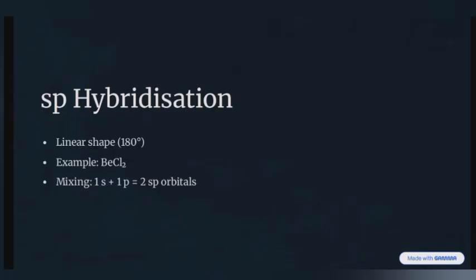sp means one s orbital mixing with one p orbital to form new, updated orbitals with the same status for these two orbitals that were involved. They will then be called sp. This one is sp, this one is sp.